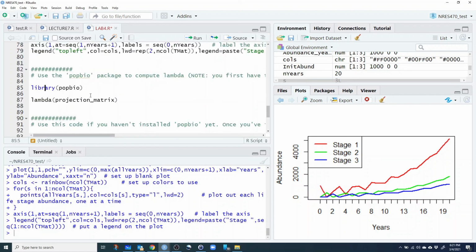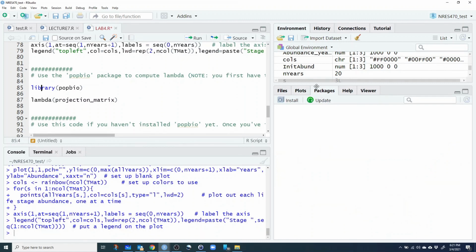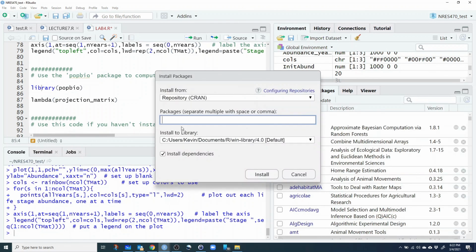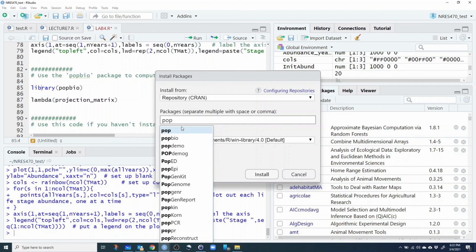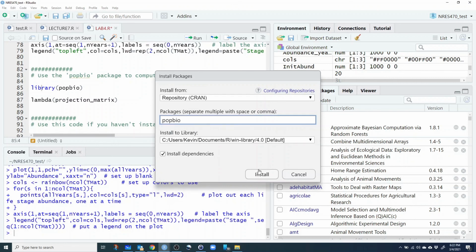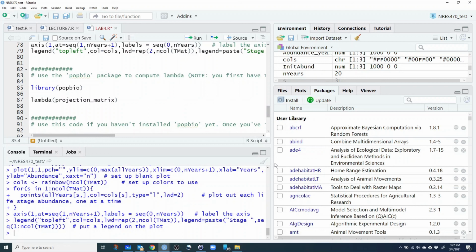A couple other cool things you can do with transition matrices or projection matrices. You can use the PopBio library. Now, if you don't have PopBio, you just want to go into the Packages tab over here, and you want to install the PopBio package. Right? And so you can just hit install, and that loads up all this functionality for doing population modeling and matrix population modeling in particular.